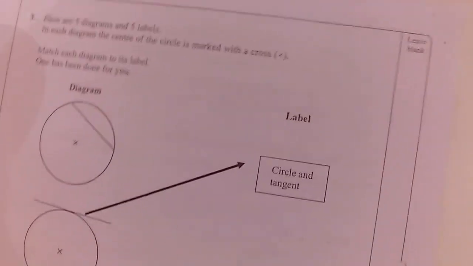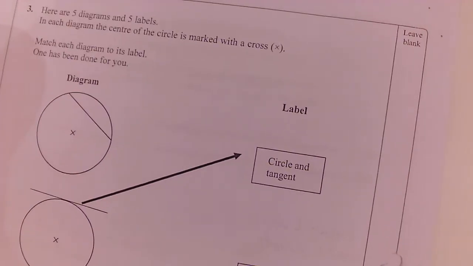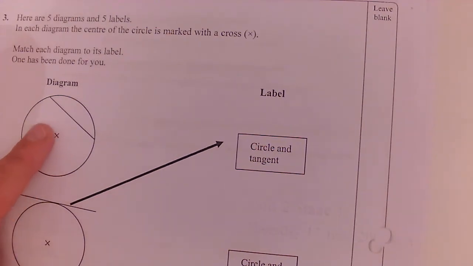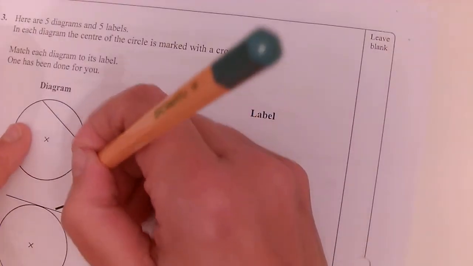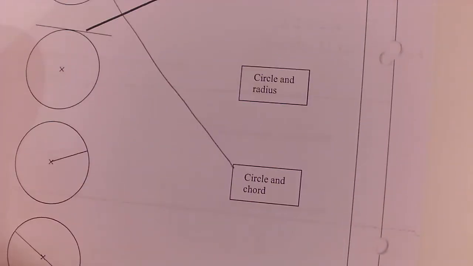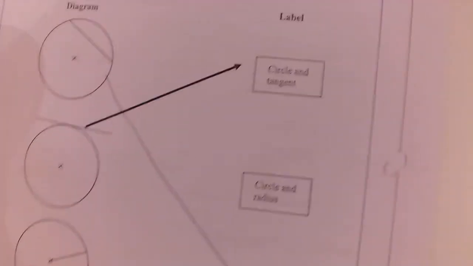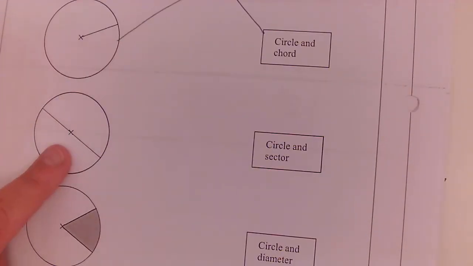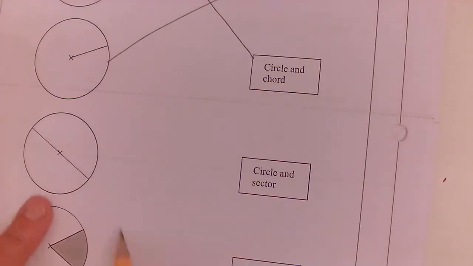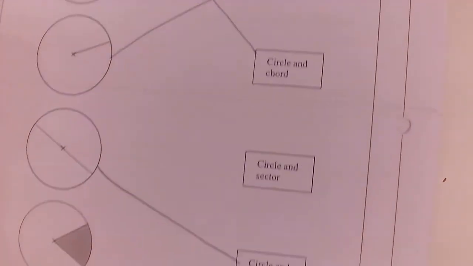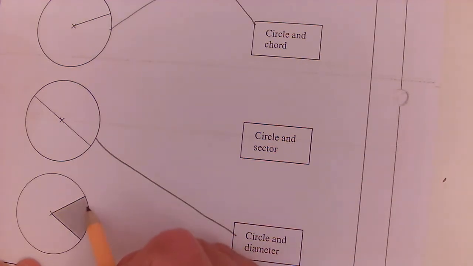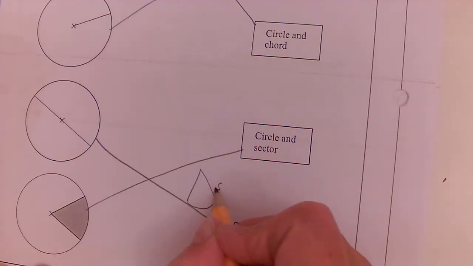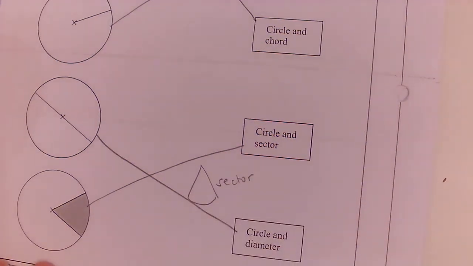Okay, question 3. Here are 5 diagrams and 5 labels. Match each of the diagram to its label. So this one here is a chord, so that is a circle and a chord. This one here is a radius, so that is a circle and a radius. This one here is a diameter, so that is a circle and a diameter. And the last one here looks like a piece of cake, so it is a circle and a sector. So remember, a sector is like a piece of cake. Okay?